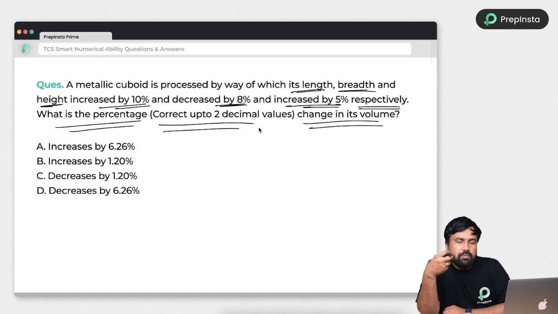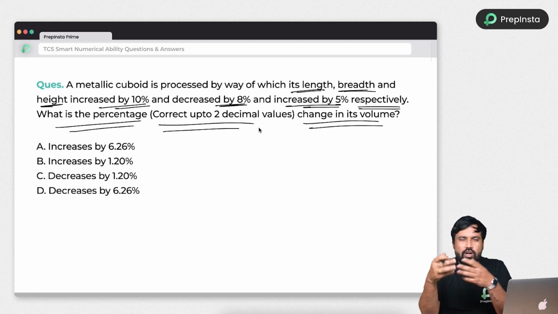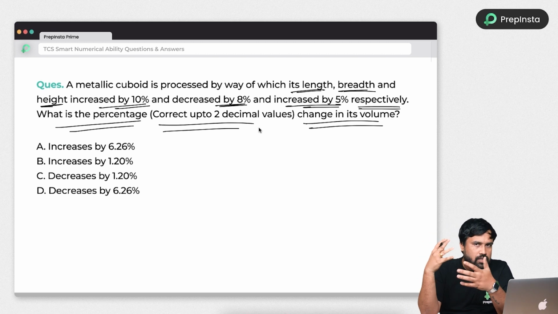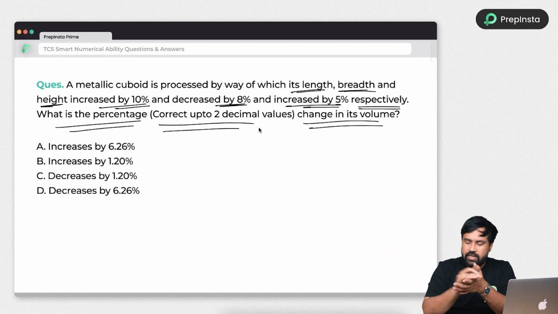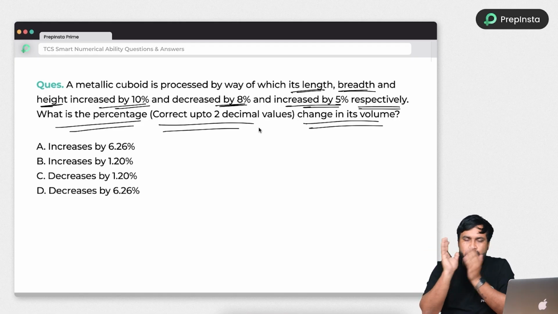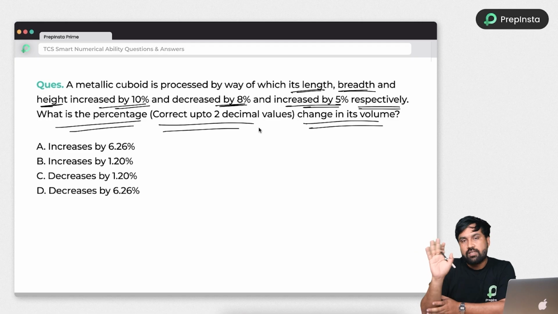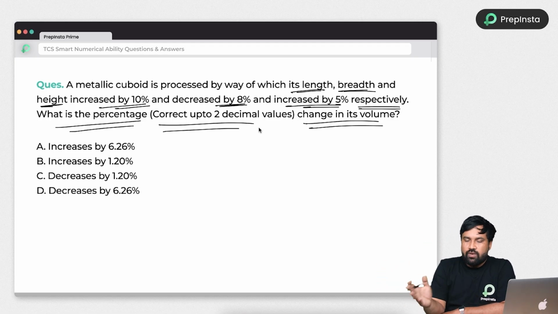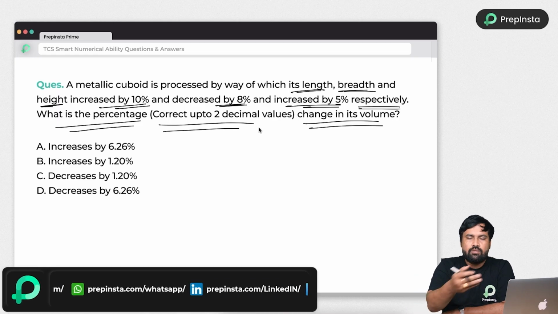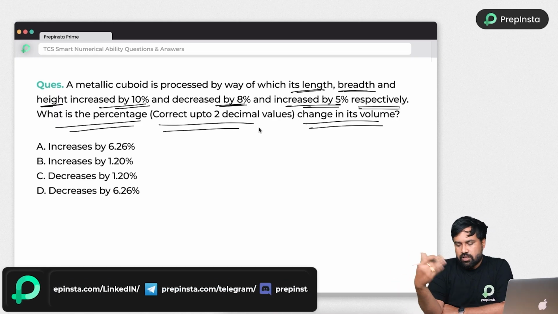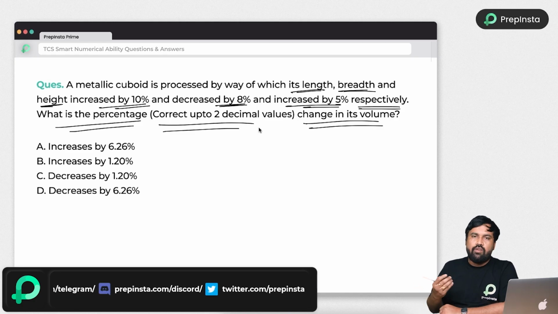Okay. So many people will think that whenever they see a metallic cuboid or something like that, they'll think about the formulas in geometry, right? But don't think like that. Actually, they're asking for the percentage change. So it is purely a concept related to percentages, not related to geometry. And this question was asked in advanced quant in TCS NQT 2022, which is nothing but for the year 2023. So let's crack this down on how quickly we can do it.